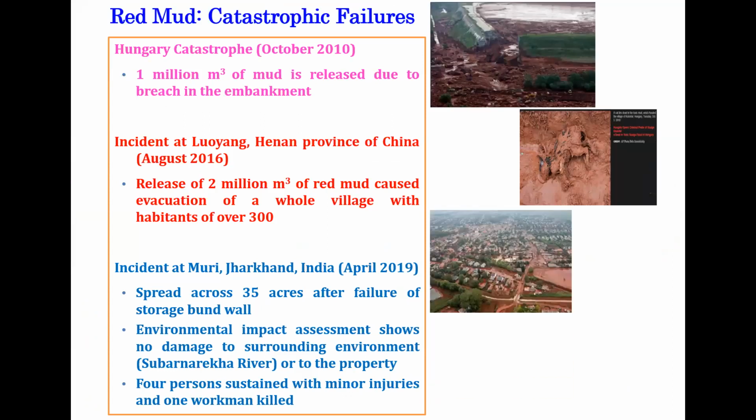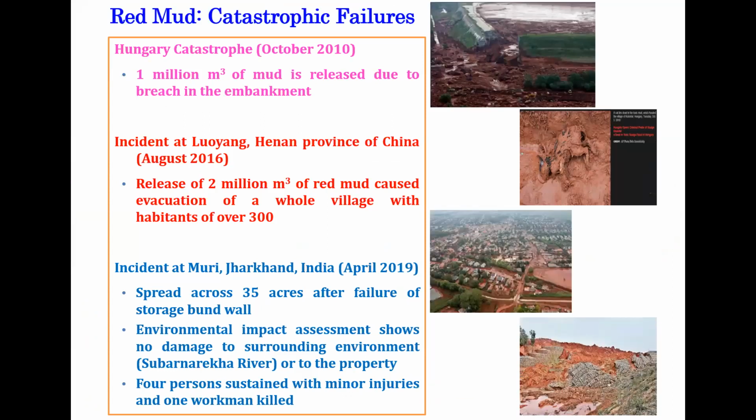Now, when we talk about utilization, the first question that comes is, why should we go for utilization? Can we not keep these impoundments as perpetual storage facilities? The answer is that it is not only India, across the globe there have been several catastrophic failures of impoundments, which have permanently polluted the land area, as you can see from these pictures. This is a failure of the red mud impoundment in Hungary.